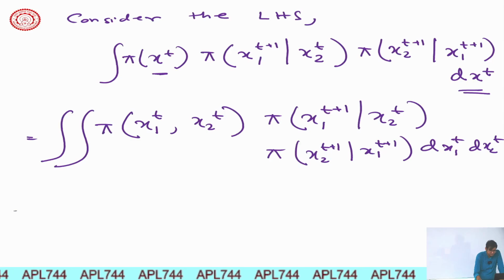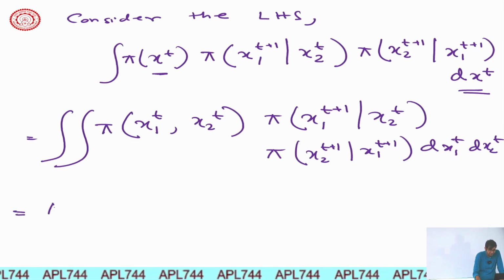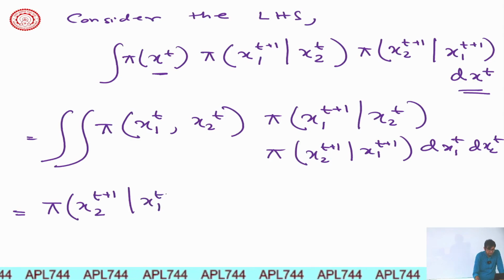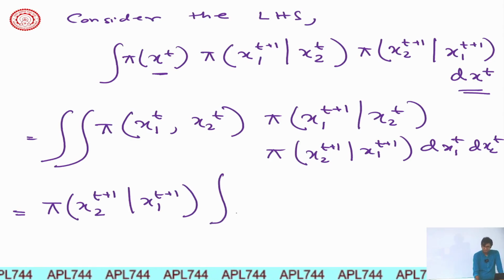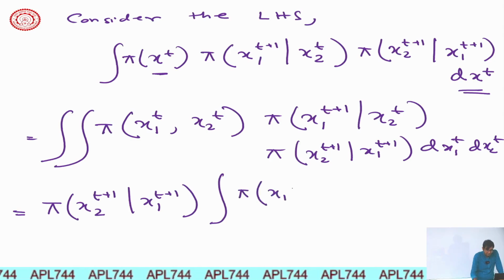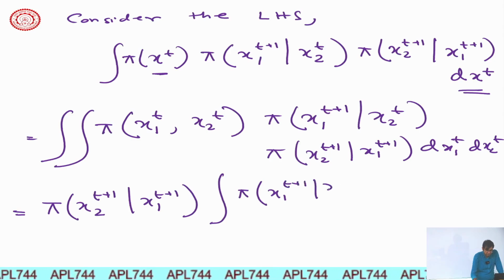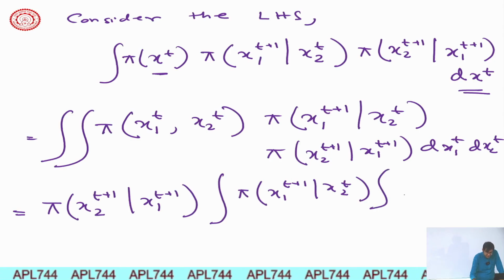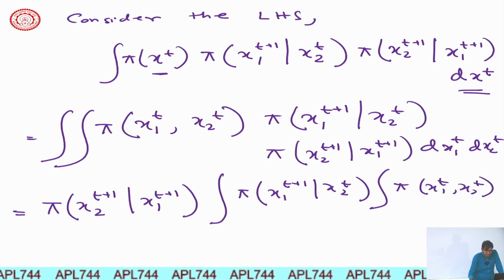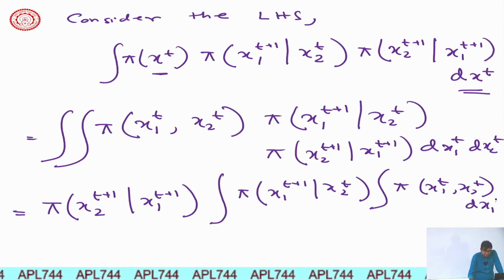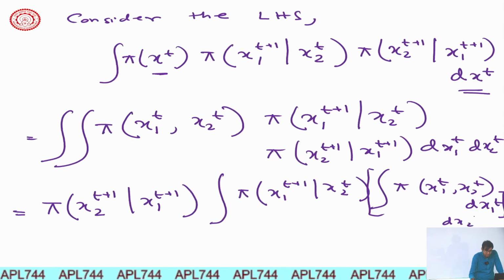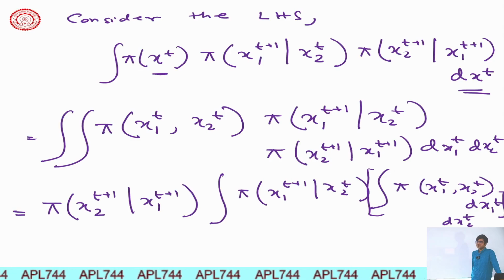So this is equal to whatever is nothing is there, I am going to bring it outside. So pi of x2 t plus 1 given x1 t plus 1, integration, pi of x1 t plus 1 given x2 t, integration pi of x1 t x2 t, and then this is the only one that is integrating over x1, and then you have d of x2 t, right? See what I have done?